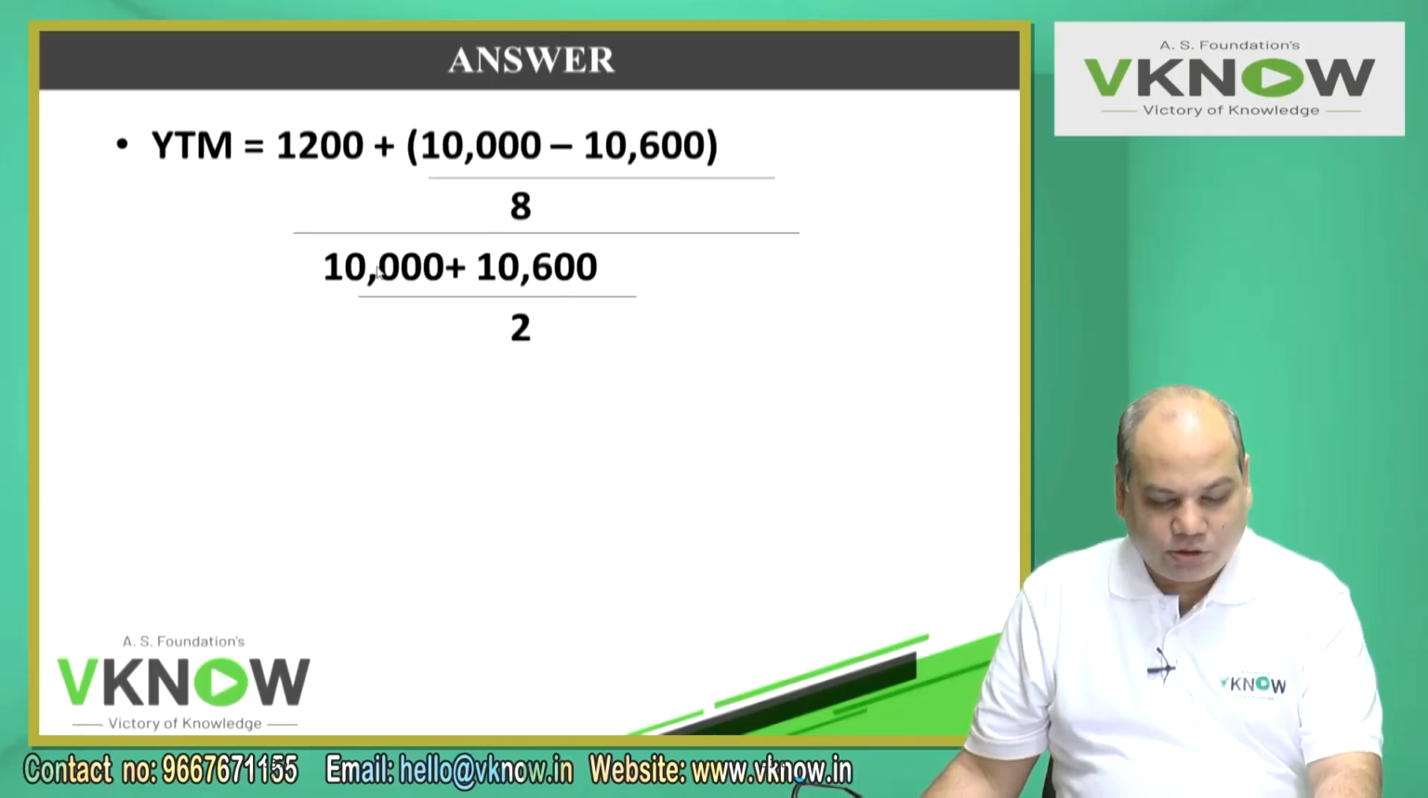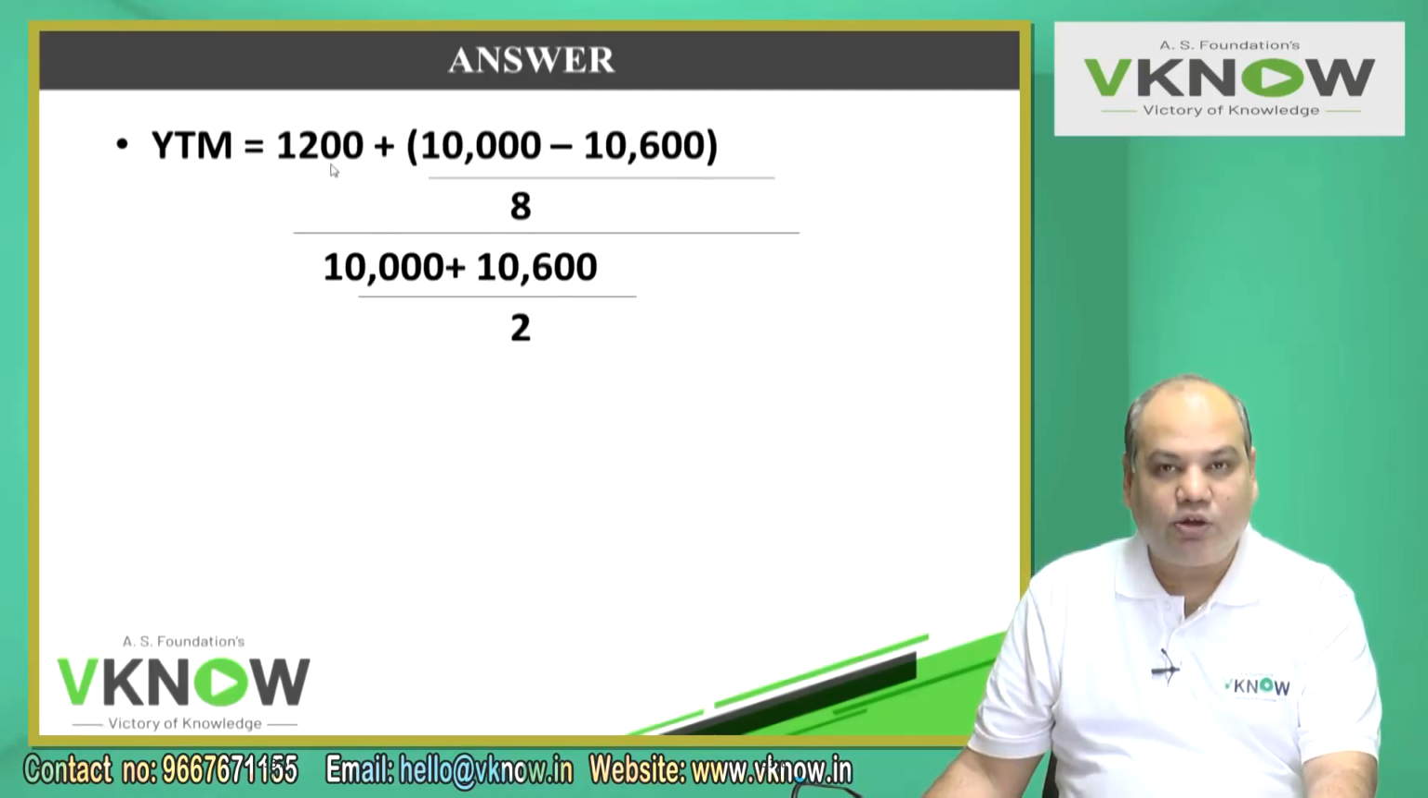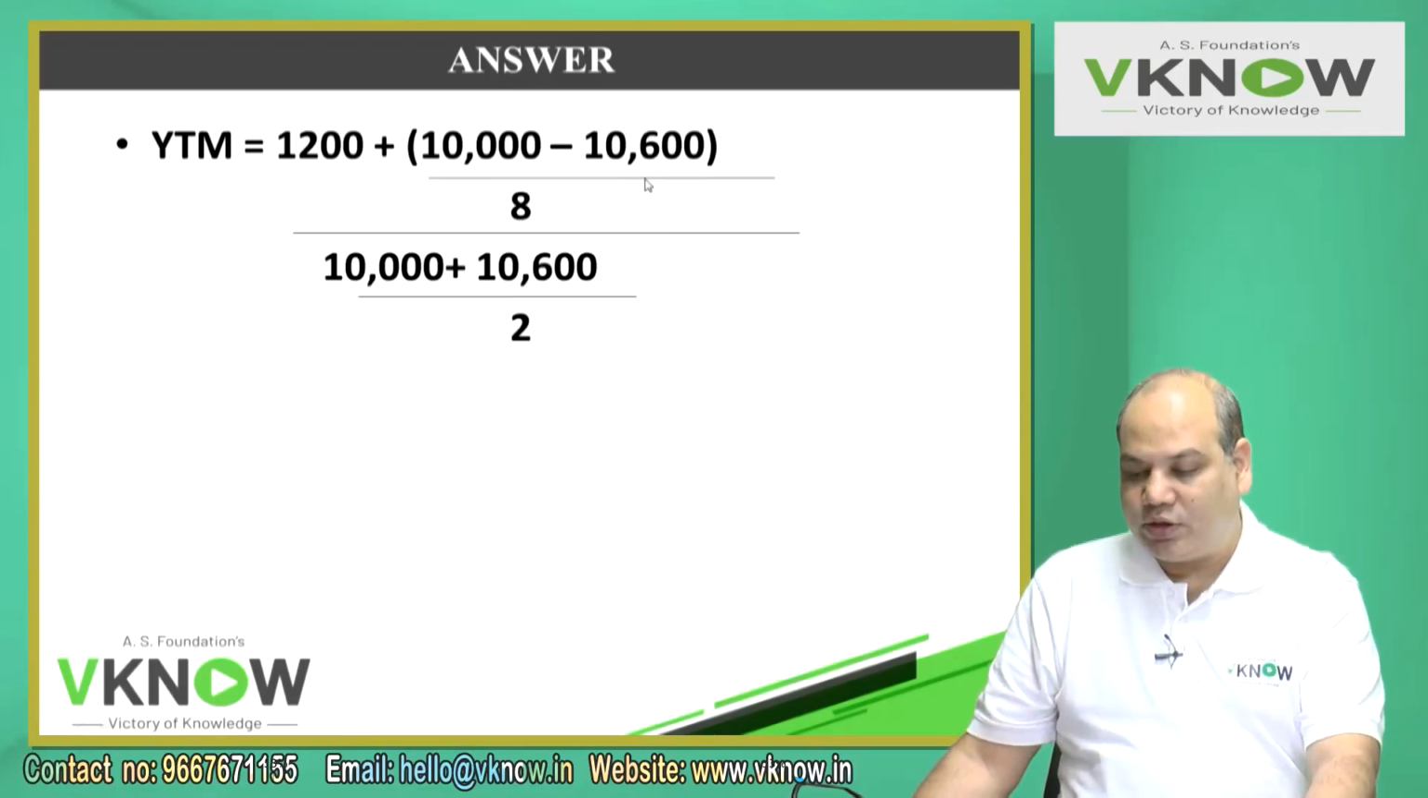Now you see in this question, the coupon rate is 12%. So I will take 10,000 into 12%, 1200, plus face value is 10,000. Current market price is 10,600.